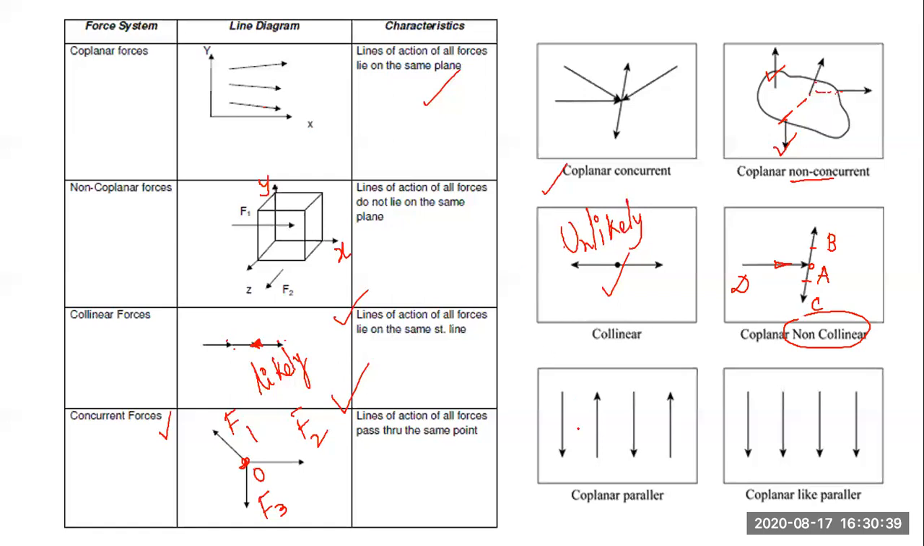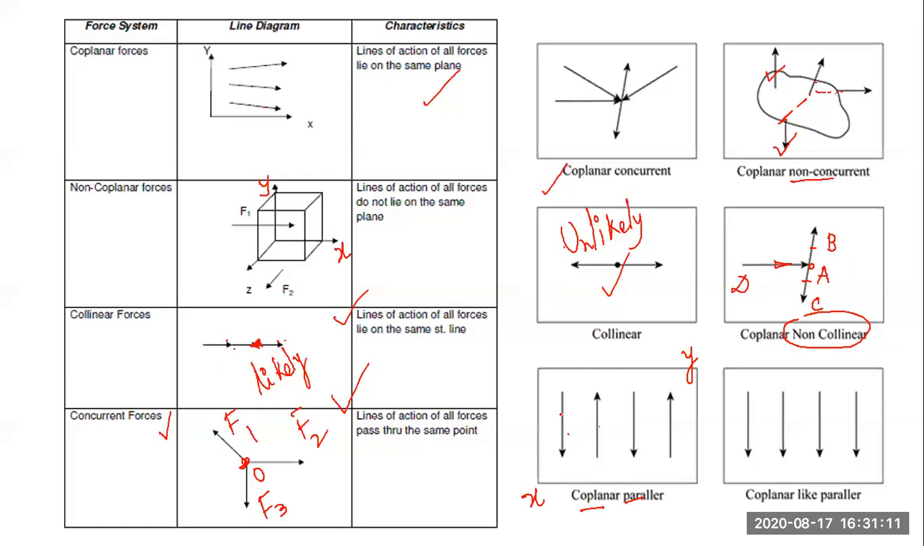Coplanar, parallel, so they are in the same plane. It may be an xy plane, a yz plane, or a zx plane, whatever, say the xy plane. So all the forces F1, F2, F3, F4 are lying in the same plane, so coplanar, and also they are parallel. If you extend the line of action, they will never meet. It is true for a rigid body as well as a deformable body. So for any type of body, such forces are parallel forces.